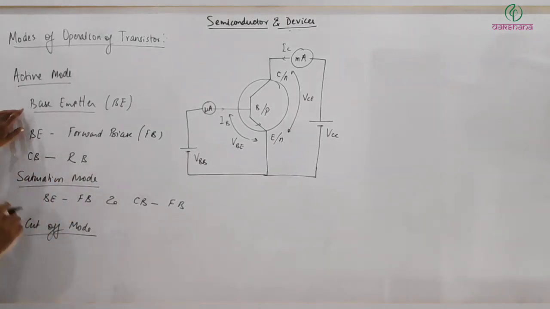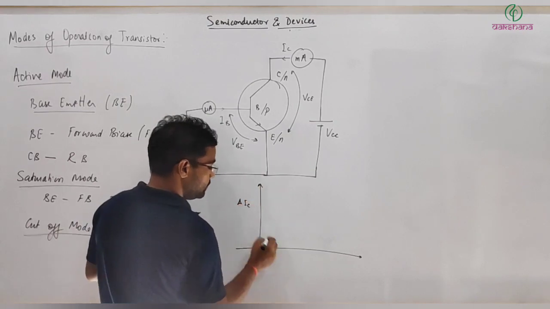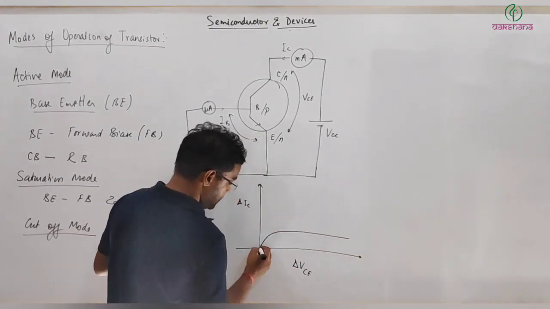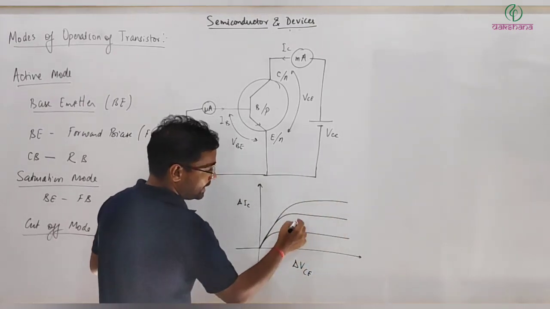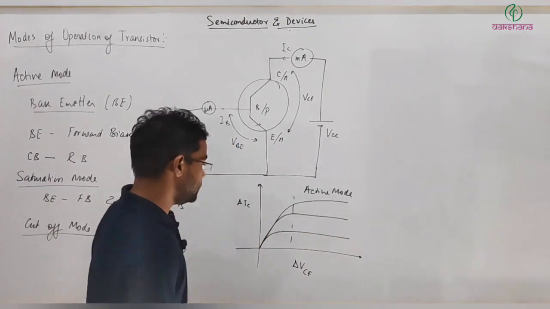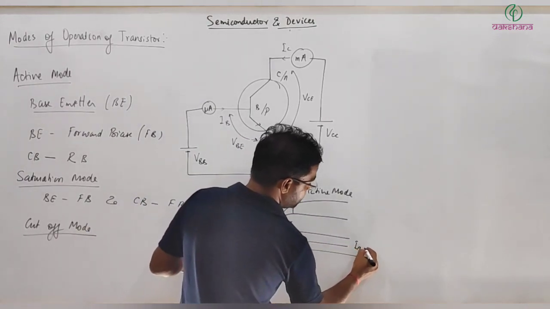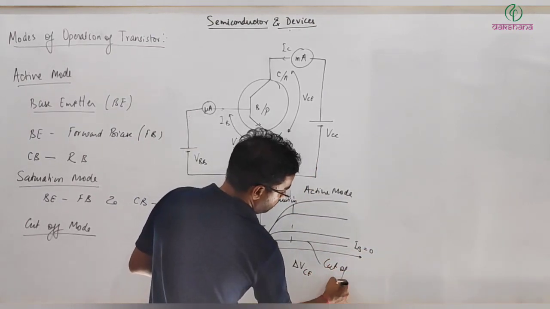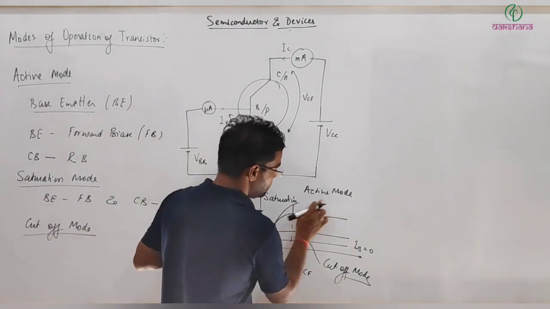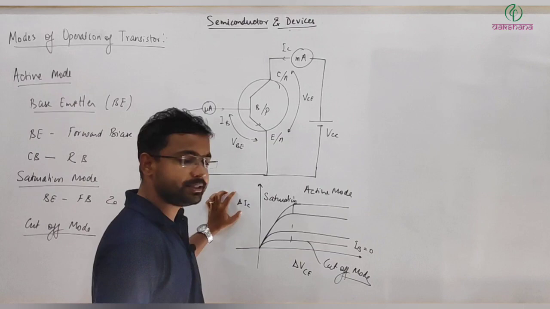In the case of active mode, we have seen the input output characteristic. So output delta IC versus delta VCE for a fixed value of IB. The variation looks like this. Here this is active mode, where your IC current is almost constant. This region is saturation, and when IB is equal to 0, then this will be in cutoff mode. So these are different. Here the current is almost constant, and when the IB value is fixed, in that case IC will also be fixed.